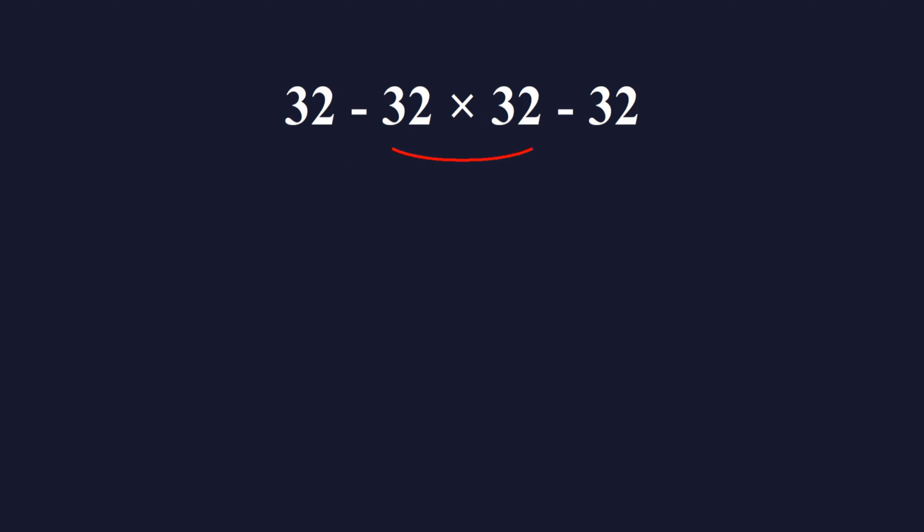So we have first this multiplication, 32 times 32 equals 1024. So we have 32 minus 1024 minus 32, and we have two subtractions. According to the order of operations, we do this subtraction, then this subtraction.